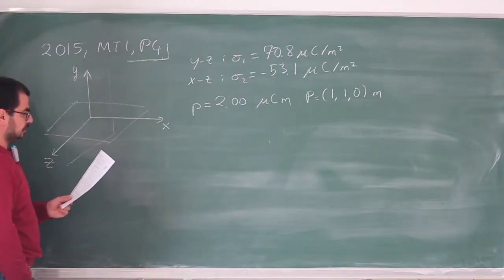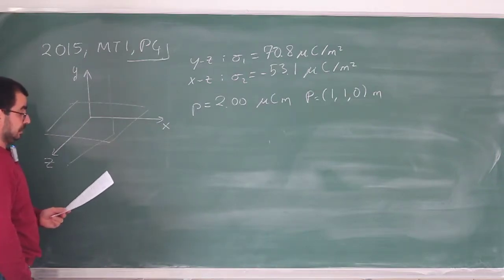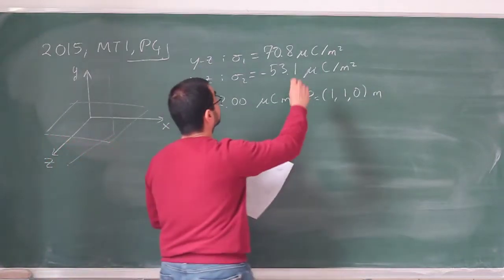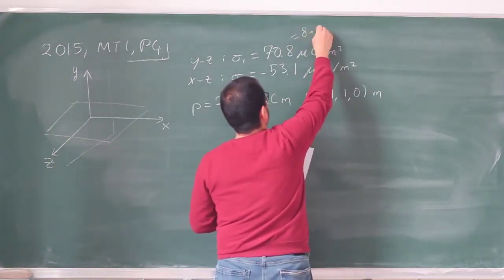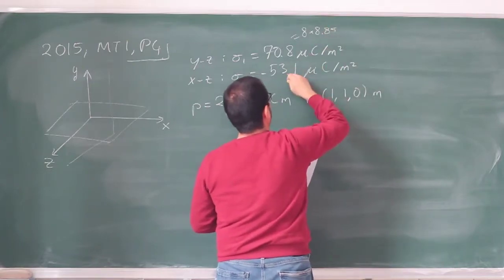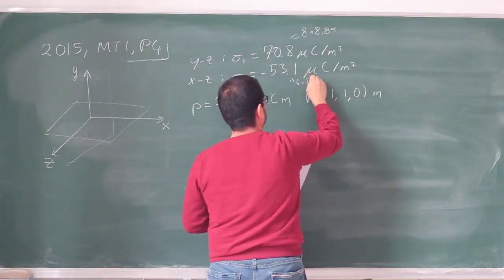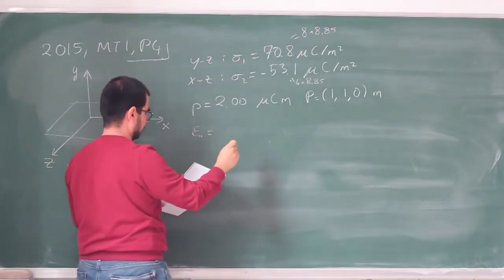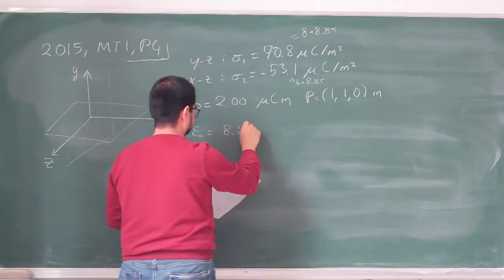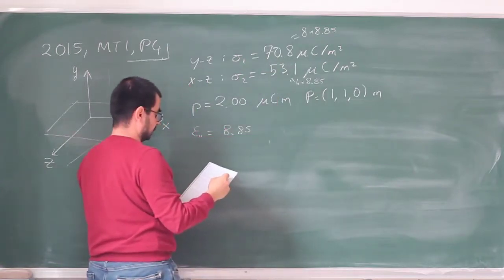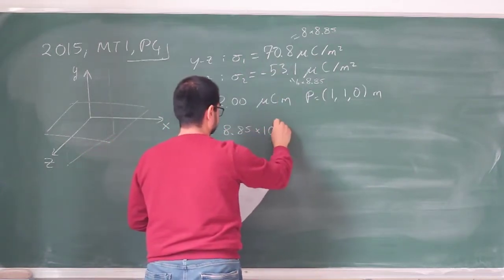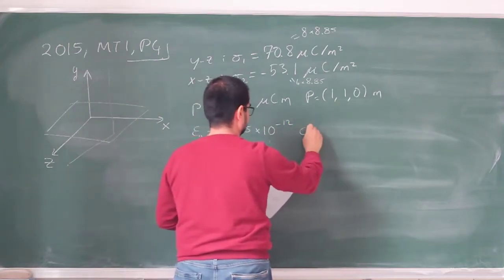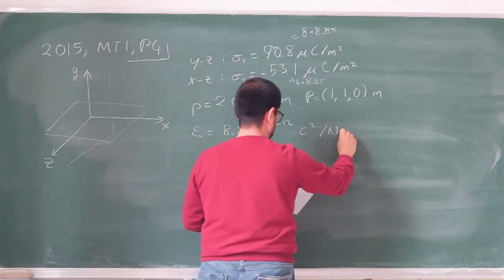They're telling us to notice that 70.8 is 8 times 8.85, and 53.1 is 6 times 8.85. So perhaps write this down: this is 8 times 8.85, and this is 6 times 8.85. They are giving you the epsilon naught numerical value, 8.85, and hence the simplification of the algebra, I suppose. It's 10 to the minus 12 coulomb squared per Newton meter squared.